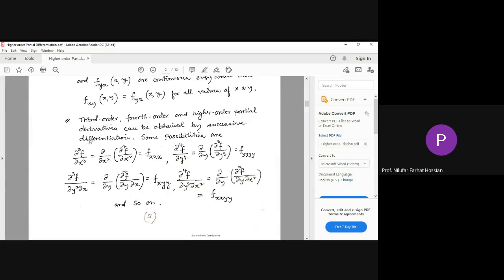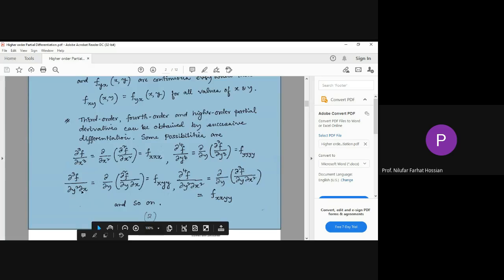And what will be del 4 f by del y to the power 4? It will be del y of del cube f by del y cube. And this is the notation with the subscripts fyyyy, because all the partial derivatives are done with respect to y. And what about this one? You see del cube f. That means it is a third order partial differentiation. And at first, in this notation, you have to come from the right to the left. So at first with respect to x, then with respect to y twice.